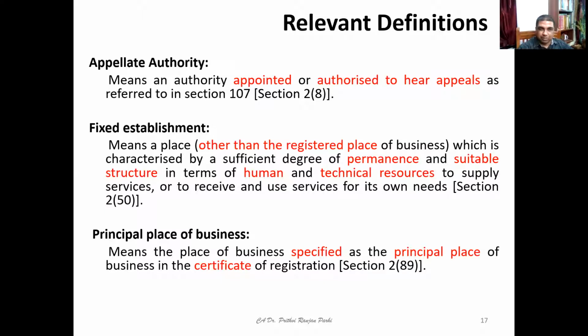And what is principal place of business? Means the place of business specified as principal place of business in the certificate of registration. If you look at the GST certificate, you can find out what is the principal place of business. When you go for the registration process, at that time also, you have to mention what is principal place of business and what is additional place of business. You will be mentioning this.